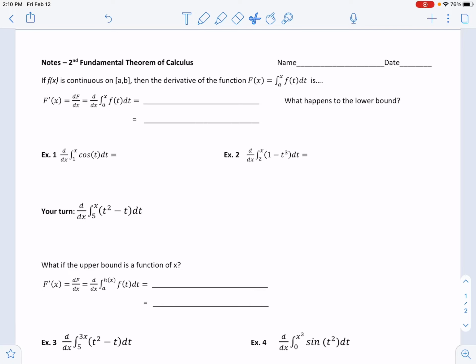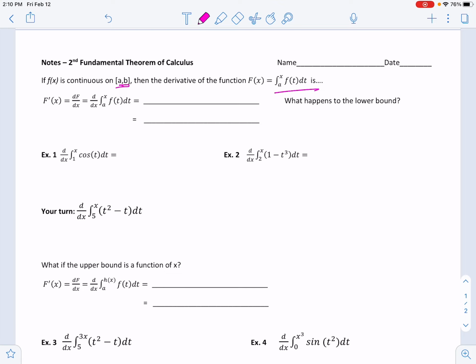Good morning. Today's lesson is the second fundamental theorem of calculus. We're going to talk about a function f of x that's continuous on the interval [a, b], and we're looking for the derivative of a function that's defined as an integral.